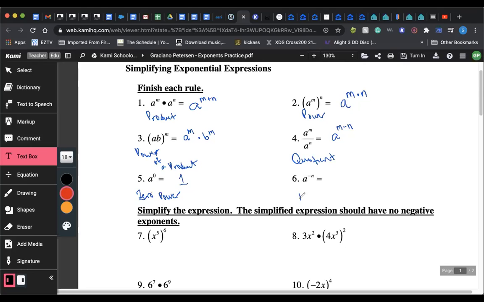And the last one is the negative power rule. If I have a to the negative n, to make it positive I just switch its position. So it's 1 over a to the positive n. I have to make this numerator into a denominator. If it was the other way around, if it was a denominator, I'd make it a numerator. So that's my negative power rule.